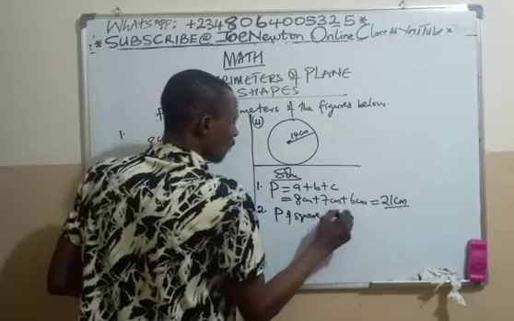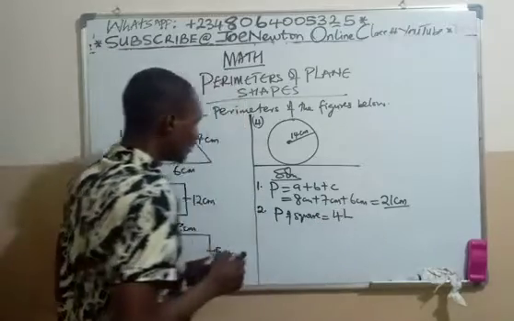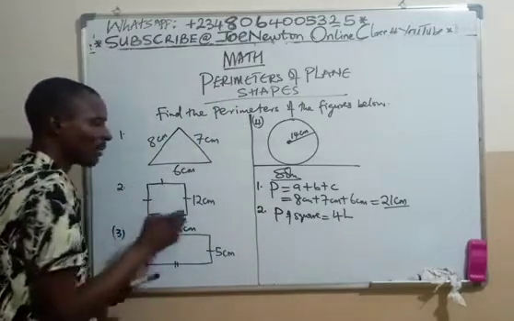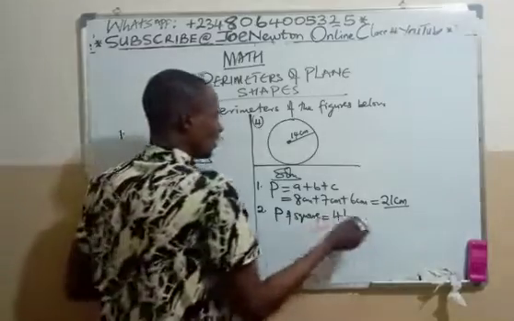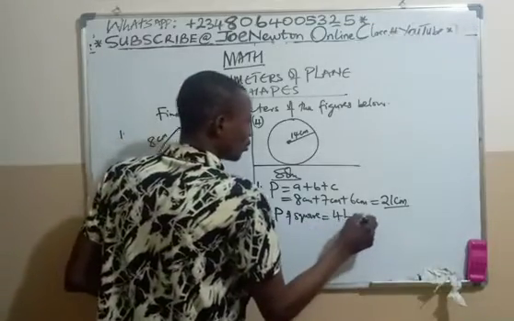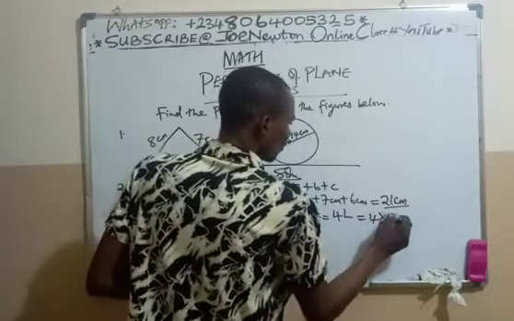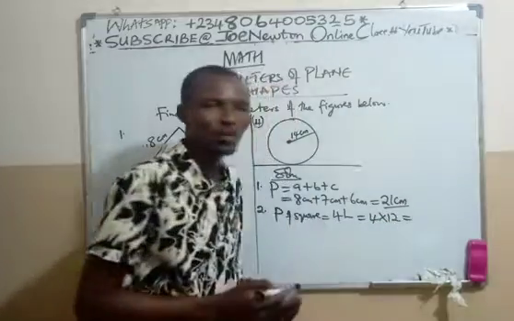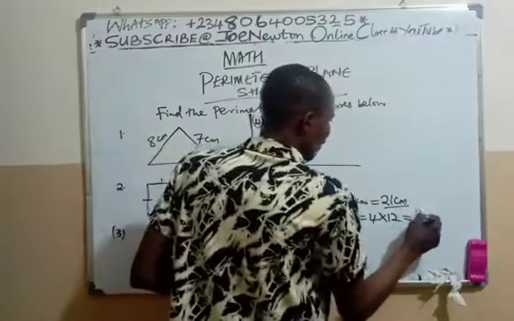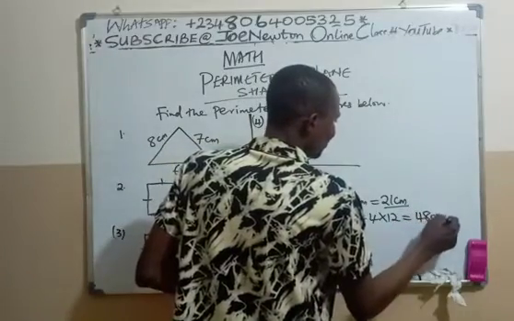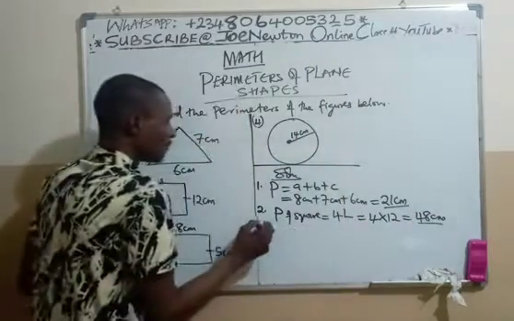So for this, the perimeter of number 2, the square, is equal to 4L. That is here plus here plus here plus here, but they are equal, which is equal to 4 times 12. And quickly, 4 times 12 is 48. So our answer gives 48 centimeter. Simple.